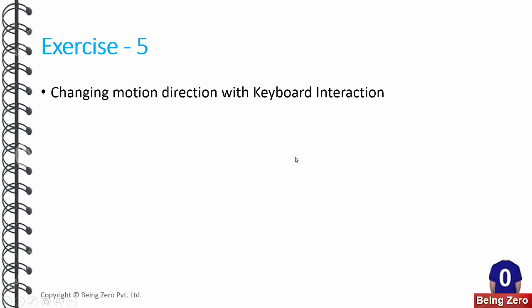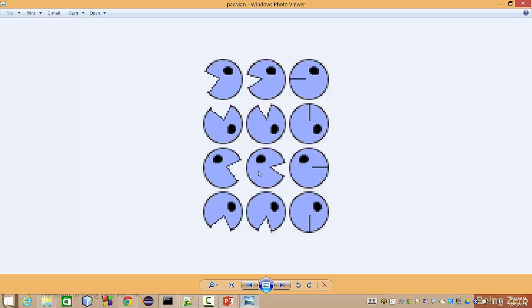Based on the 4 arrow keys on the keyboard, left arrow, up arrow, down arrow and right arrow: if the user presses the left arrow, we want to show the left character, which is this one, the first one. So we want to show it moving in the left direction. Then if the user presses the right arrow key, we want it to move in the right direction. Up arrow, this is the character to be picked, and down arrow, this is the character to be picked.